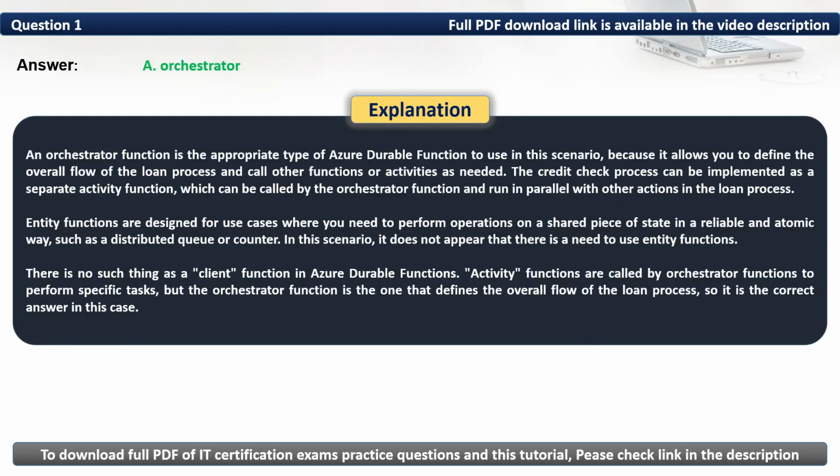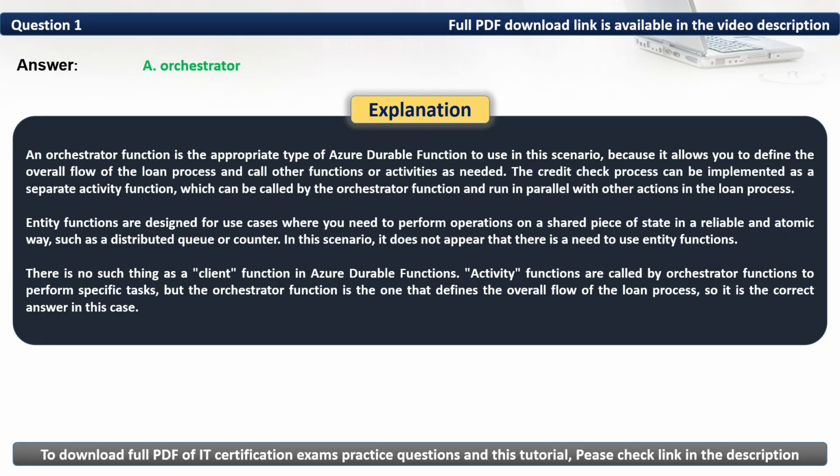An orchestrator function is the appropriate type of Azure durable function to use in this scenario because it allows you to define the overall flow of the loan process and call other functions or activities as needed. The credit check process can be implemented as a separate activity function which can be called by the orchestrator function and run in parallel with other actions in the loan process.